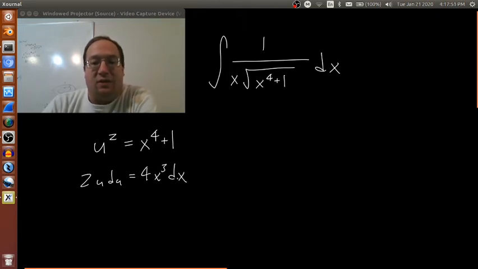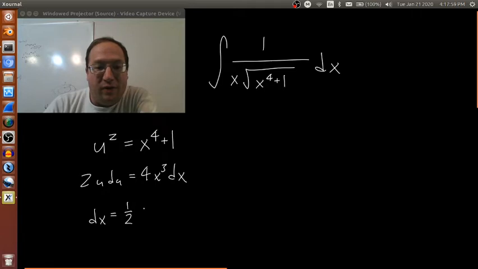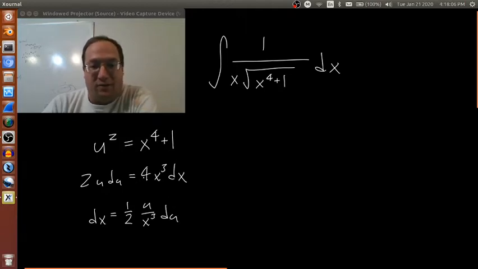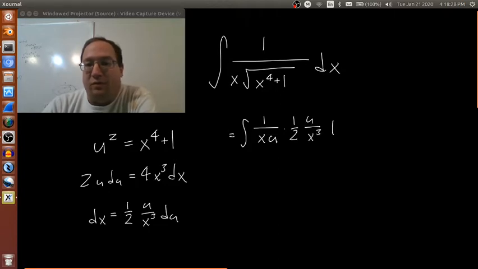Dividing through by 4x cubed, we'll get dx equals 1/2 u over x cubed du, right? That looks right. So now we can take this value for dx and this value for the square root and substitute in here. What we're going to get is 1 over x u times dx, which is 1/2 u over x cubed du. As we can see here, the u's cancel, and we can pull out the 1/2, and the x's multiplied together. We get 1 over x to the fourth du.